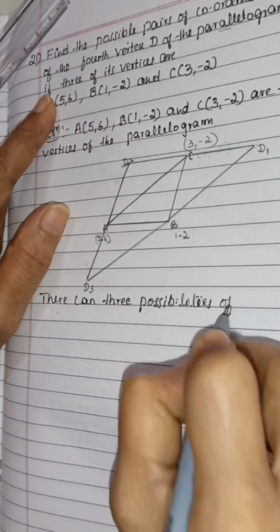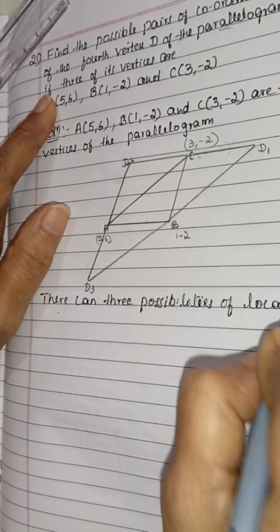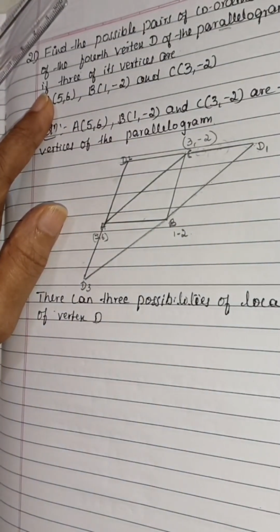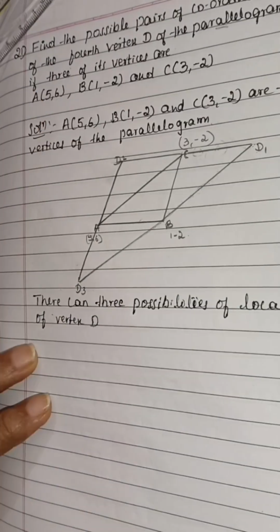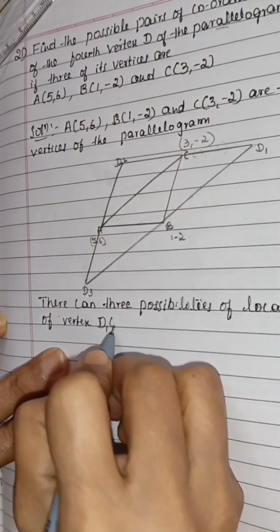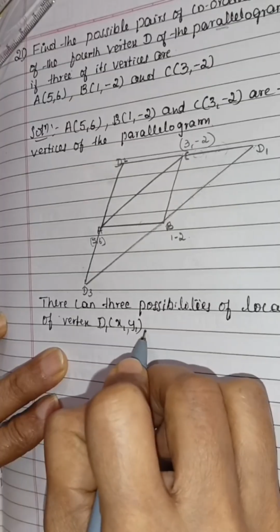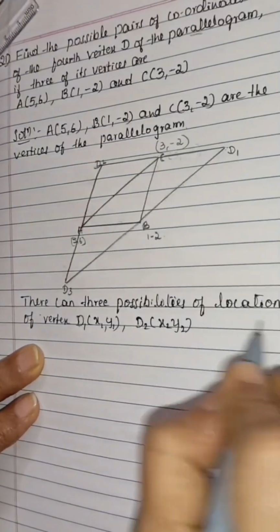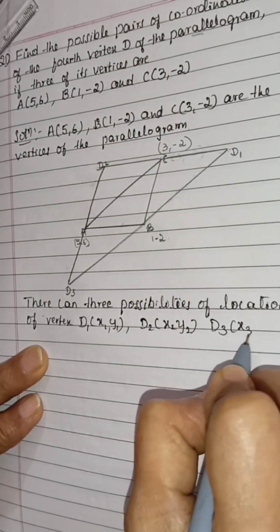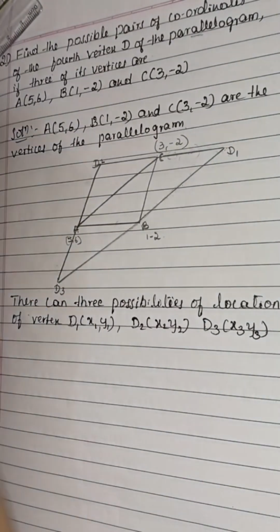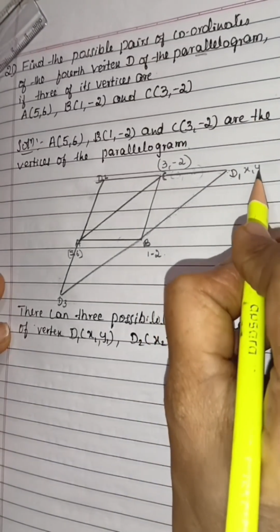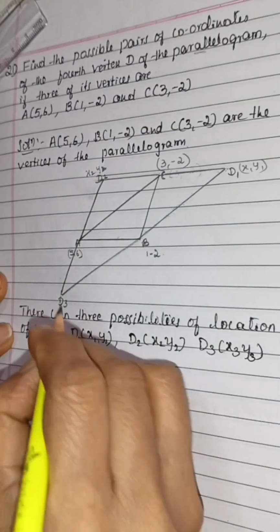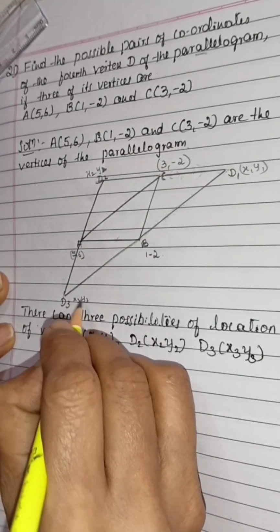There are 3 possibilities for the location of vertex D: D1, D2, D3. Let D1 be (x1, y1), D2 be (x2, y2), and D3 be (x3, y3). We'll write here: this is x1 y1, this is x2 y2, and this is x3 y3.